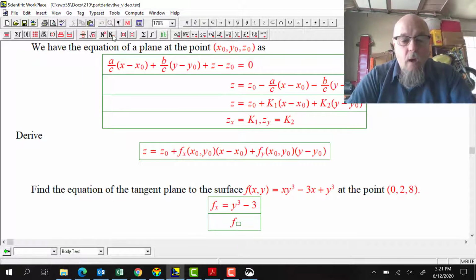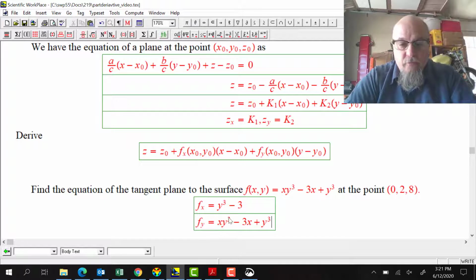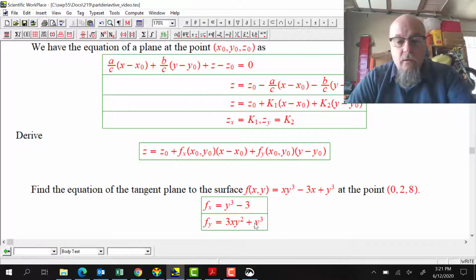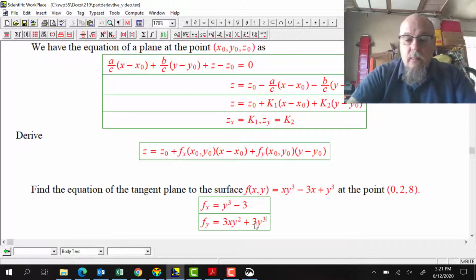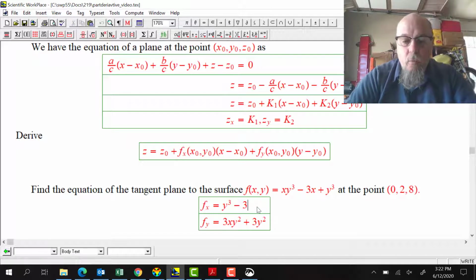Derivative with respect to y, I'm going to be differentiating this function with respect to y. X is a constant. If x is a constant, minus 3x is a constant, so that derivative is 0. That's a 3 and a y squared. So there are my two derivative formulas. I want them to be numbers. I need these evaluated at the point x naught, y naught.